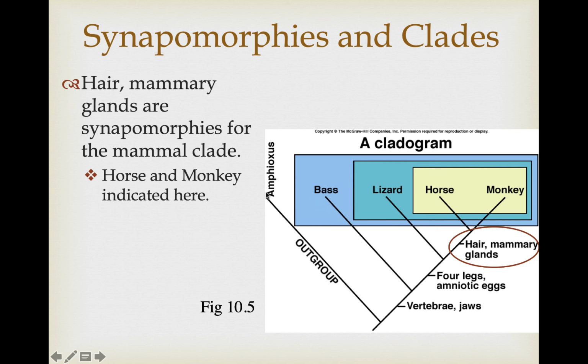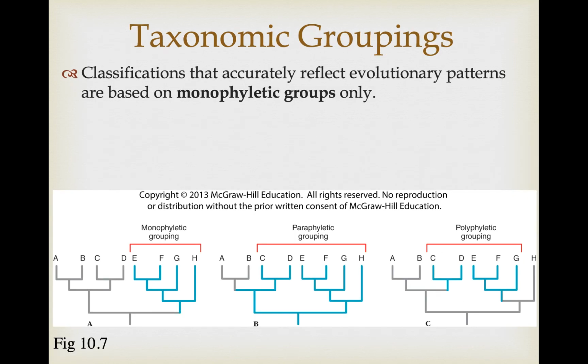And then the next group, the bass, the remaining animal here that clearly is a vertebrate. It has vertebrae and jaws just like these others do, but it lacks these traits. So that would be a synapomorphy for the vertebrates. So that's really our goal. We're trying to come up with classifications that accurately reflect past evolutionary patterns based upon monophyletic groups being supported by shared derived homologies or synapomorphies.